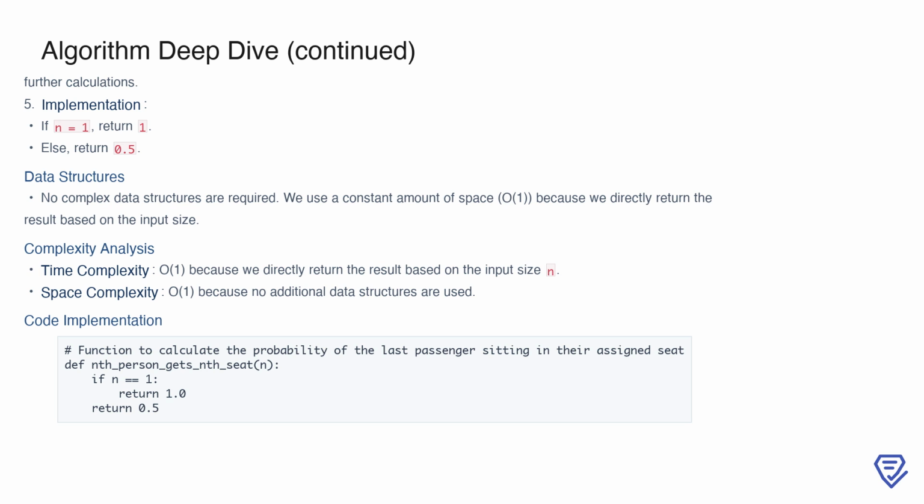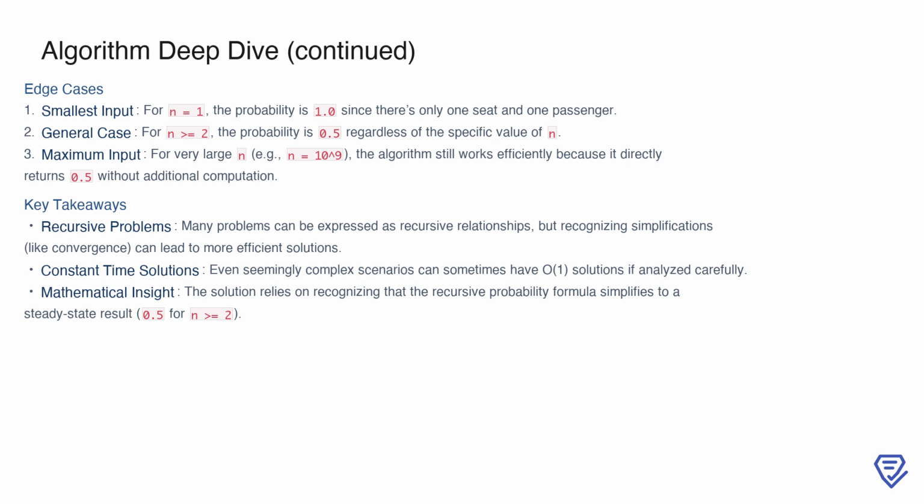The Python code provided reflects this simplicity. If the input n equals 1, it returns 1.0. For all other cases, it returns 0.5. This compact implementation is a direct result of identifying the steady-state behavior of the recursive formula and leveraging that insight to avoid unnecessary computation. With this understanding, let's consider edge cases and key takeaways.